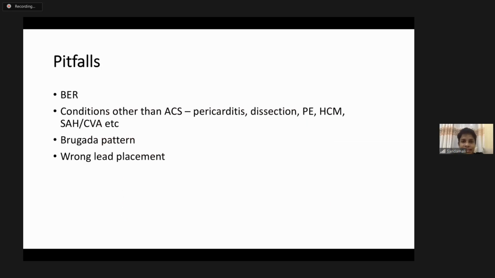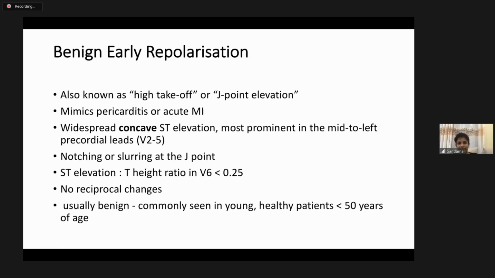This is the last part of my lecture. I wanted to highlight a few conditions where ECG can be misleading, because in these conditions, ECG changes are not due to acute coronary syndromes. One is benign early repolarization, and there are some other conditions. ECG changes occur not necessarily due to acute coronary syndrome, like pericarditis, aortic dissection, pulmonary embolism, hypertrophic cardiomyopathy, and cerebrovascular accident and SAH, Brugada pattern, and of course, importantly, wrong lead placement. I will go through these conditions very quickly.